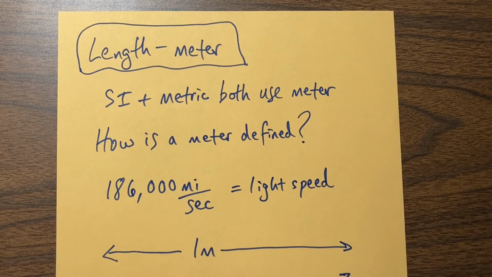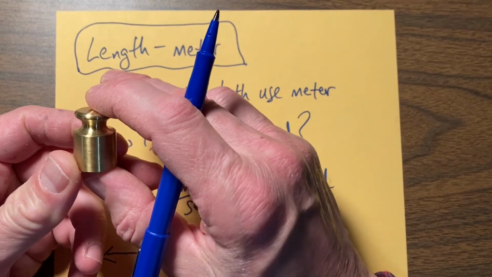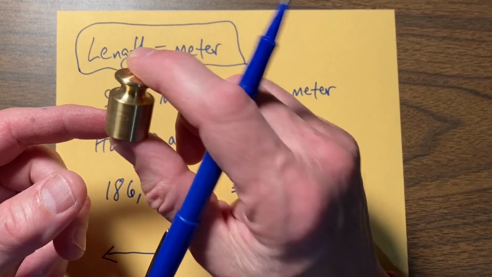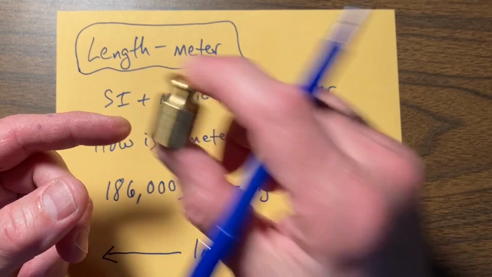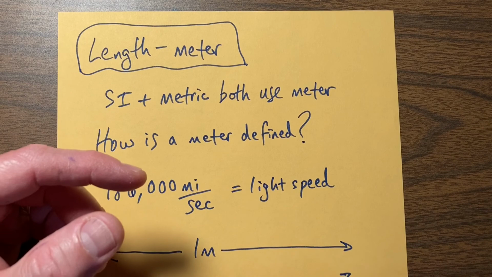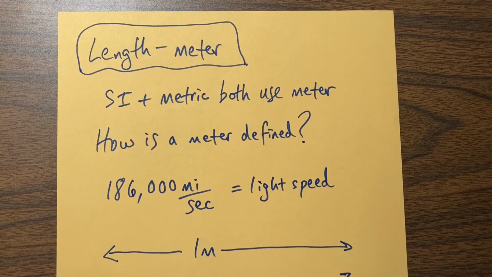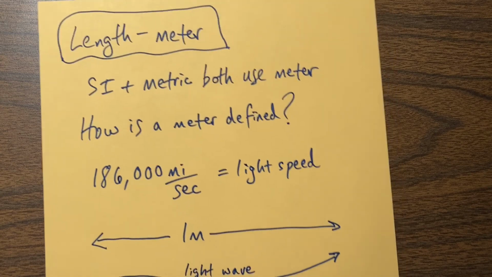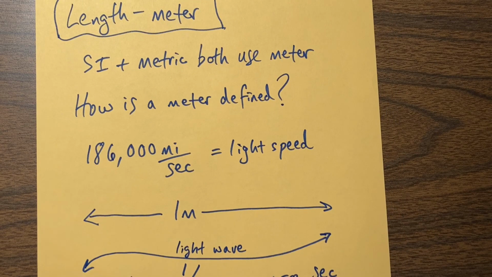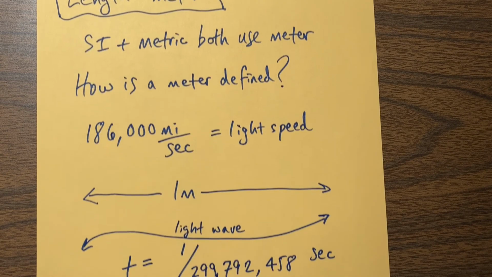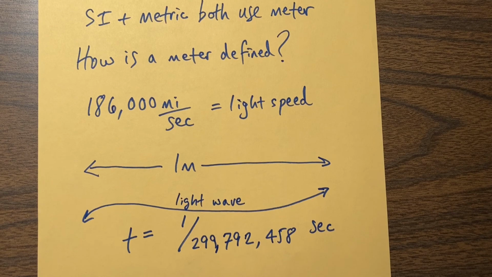And unlike mass, remember, mass is defined relative to a real object. It's a kilogram mass kept in a lab somewhere. But everything else, including length, is defined relative to a standard in nature that never changes. The standard they chose for length is the speed of light. The speed of light is approximately 186,000 miles per second. That's an approximation. But they've actually figured out the speed of light to high precision.